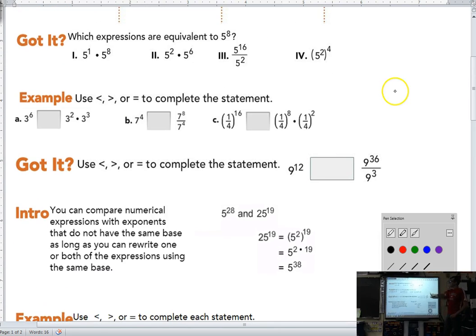So, going to use cards to see if people can help me with this. We're almost through the deck. We'll need a shovel. Colin, if I have 5 to the first times 5 to the eighth, how many 5s do I really have?